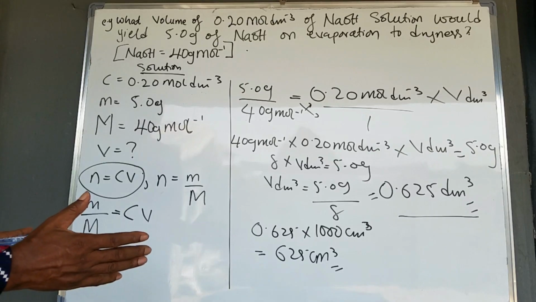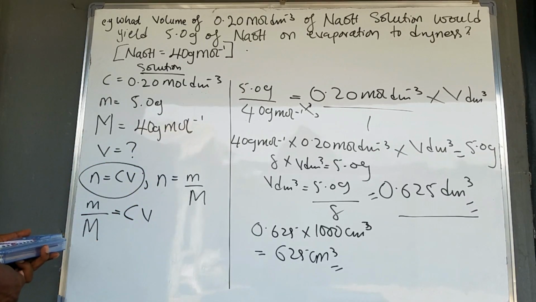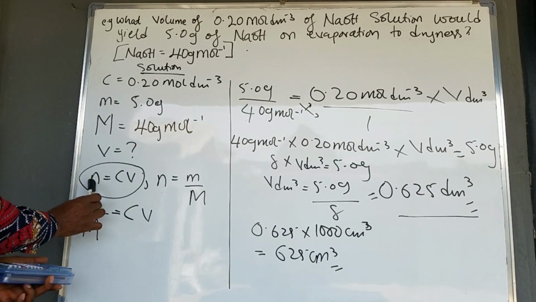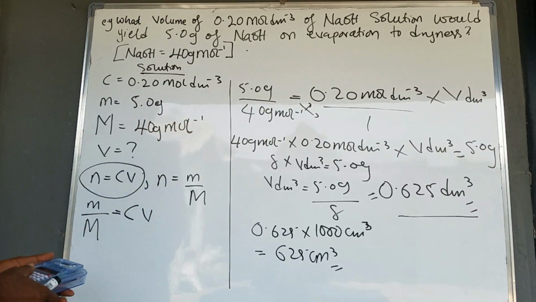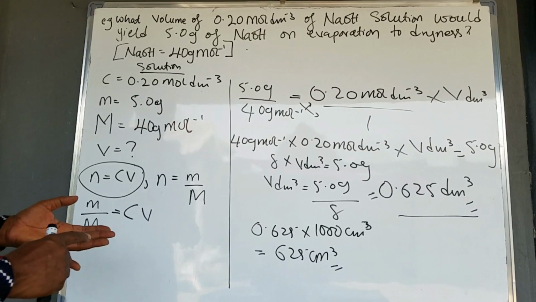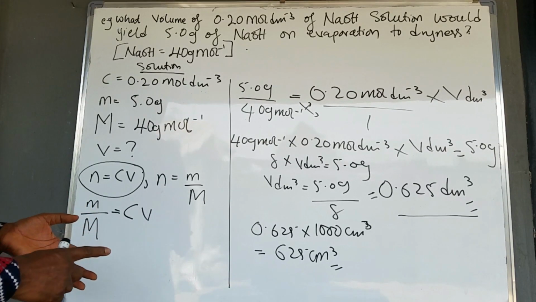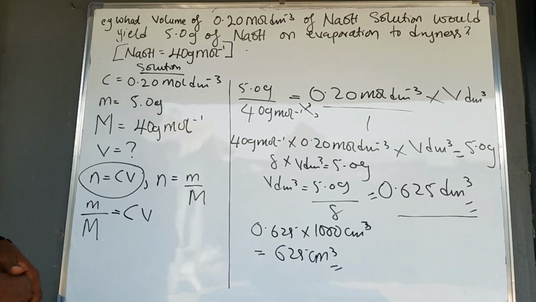So you see, the whole idea is, don't forget these two formulas. n is equal to CV, n is equal to m over M. It will help you to solve most of the questions that have to do with concentration, mass, molar mass, and so on.